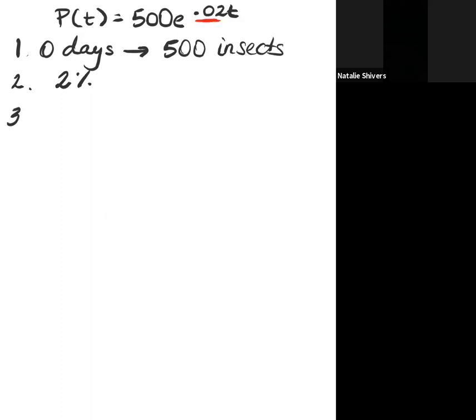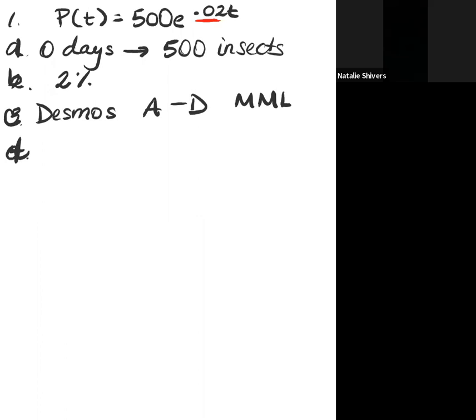C asks you to graph the function. I'm not going to ask you to graph the function on the test or the final, so put it on Desmos. It's probably the easiest way to do it. And then it's an A through D pick on MyMathLab, just so you can see what they look like. I guess this is A, B, C, D. This is number 1, sorry.